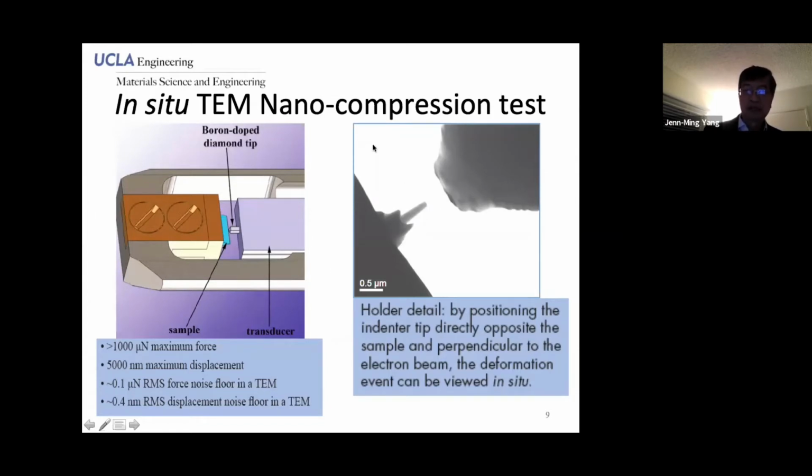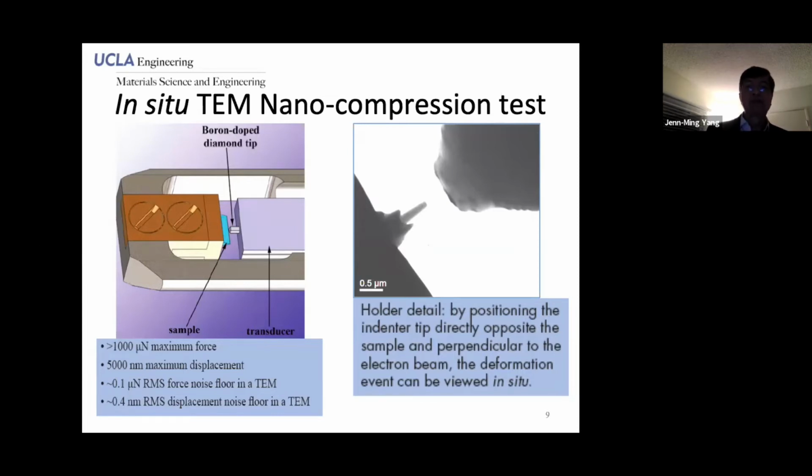In the meantime, the electron beam will come down perpendicular to the pillar. So essentially, we can position the indenter tip directly opposite the sample and perpendicular to the electron beam. All the deformation events can be recorded as well as viewed in situ.